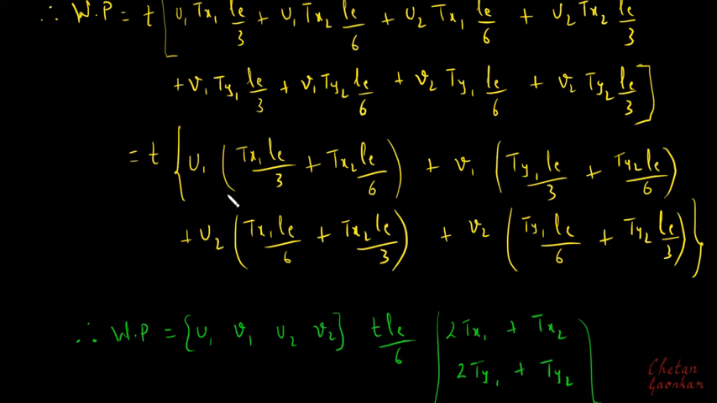Once I get this, I can nicely put this in terms of a matrix. I now have these components u1, v1, u2, v2, which I have written here. Then, since there is the le term which is common everywhere, I have brought it out along with t, and then I have also brought out 1/6 common.